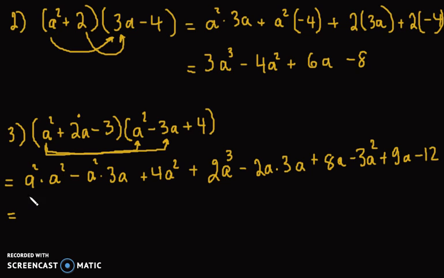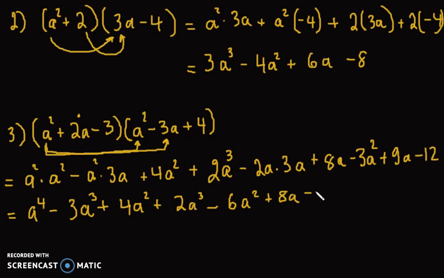Okay. Here you have a squared times a squared is a to the fourth power. A squared times 3a, which is equal to 3a cubed, plus 4a squared, plus 2a cubed, minus 2a times 3a, which is equal to 6a squared, plus 8, minus 3a squared, plus 9a minus 12.